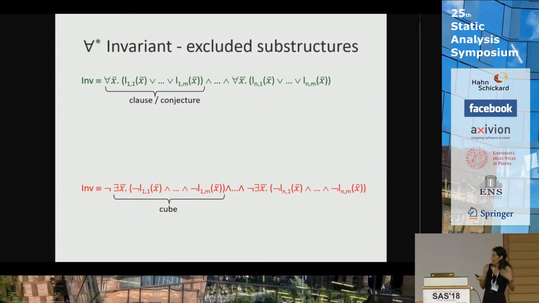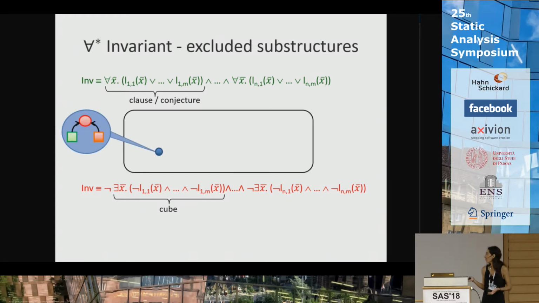And just to get more intuition, again, if I look at a universally quantified invariant, like I said before, I can think of it as a set of excluded substructures. Why? Because I can always write this formula in CNF form, which means it will be a conjunction of universally quantified clauses. And then each universally quantified clause is actually the negation of some existentially quantified cube, which excludes some partial state and everything that includes it as a substructure.